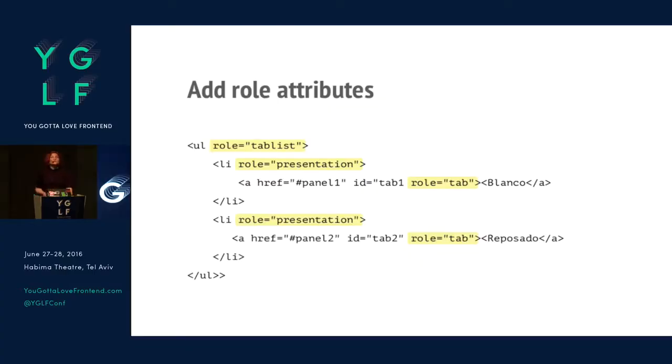And again, we can use some role attributes. We use a role of tab list on the unordered list and a role of tab on each of the links. So again, in the DOM, this is still your regular unordered list items and anchor tags. But in the accessibility tree, this is now announced as a tab list, a collection of tabs, in which there are one or more tabs. And that information will get picked up by screen readers and communicated to the users. So we're starting to inform people about what kind of design pattern, what kind of interaction they can expect when they use this widget.